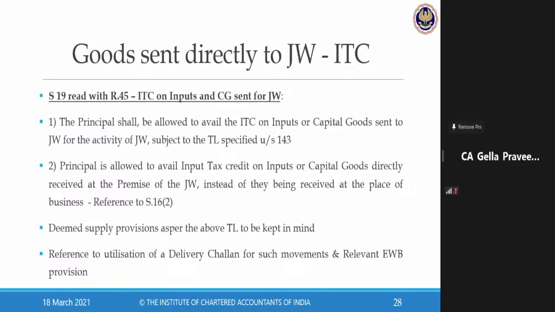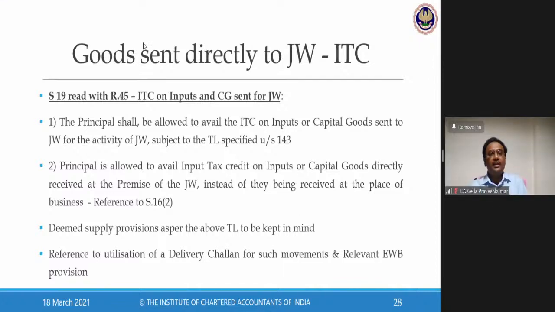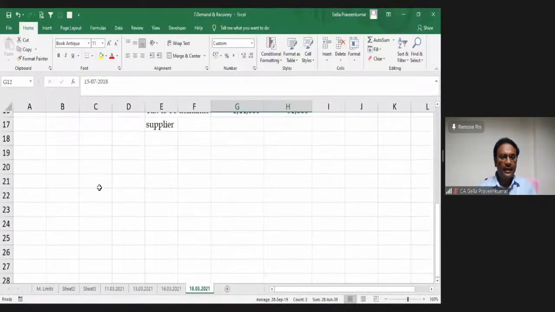Now, this particular section 19. This particular section 19 is one provision where it says any goods which have come to the job work, any goods which are sent directly to job work, the principal can avail the input tax credit. I'll give an example to make you understand better on this aspect. I'll come back to my Excel file.